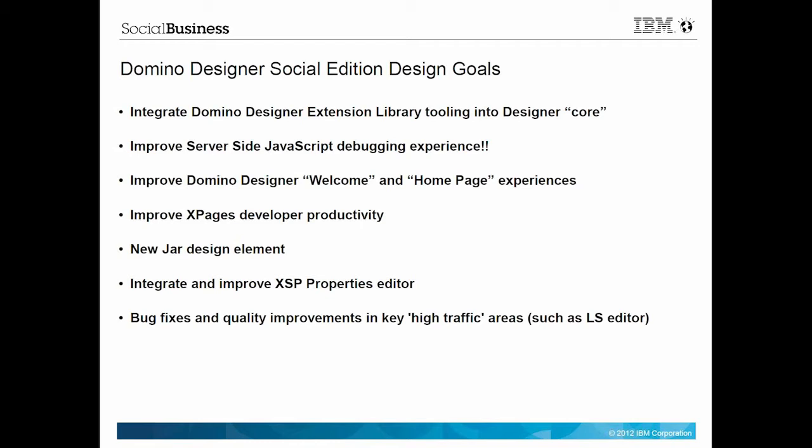Obviously, we've had the upgrade pack, which many of you are probably familiar with. So really, we started working on the Social Edition back probably around the January timeframe, and since then, we've added several new features to Designer that'll make developers' lives much easier, we hope. So we've obviously integrated the extension library tooling that was shipped as a part of Upgrade Pack 1. We've integrated that into Designer Core such that we no longer require a separate install for the Designer tooling for Upgrade Pack 1. All of that has been moved into the core Designer, so that was a big piece of work.